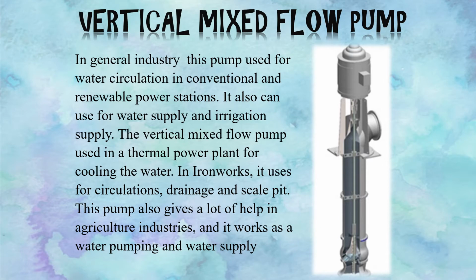The vertical mixed flow pump is used in thermal power plants for cooling the water. In ironwork, it is used for circulation, drainage and scale pit. This pump also gives a lot of help in the agriculture industry and it works as water pumping and water supply.